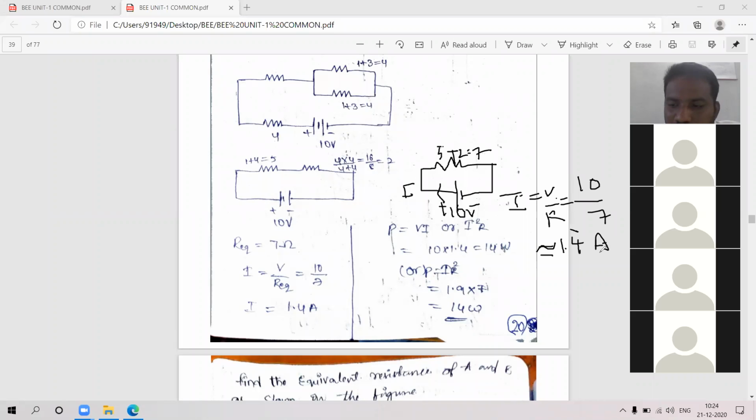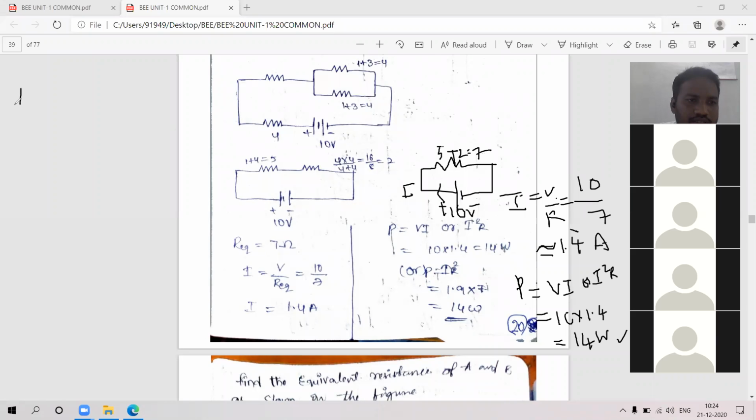What is the other question they asked? Power. Power formula: power is V into I, or I square R, or V square by R. What is V? V is 10. What is I? I is 1.4. 10 into 1.4 is approximately 14 watts. 14 watts we got.